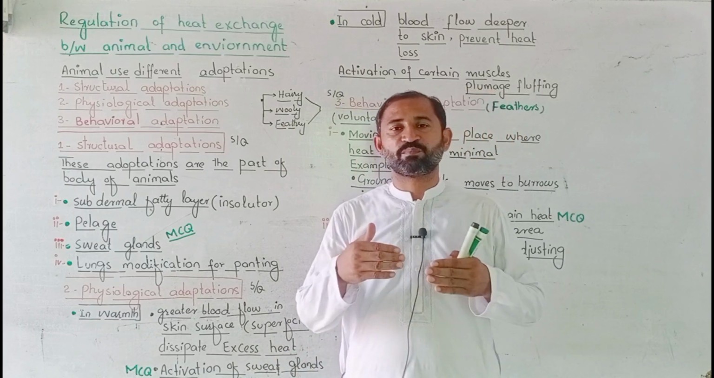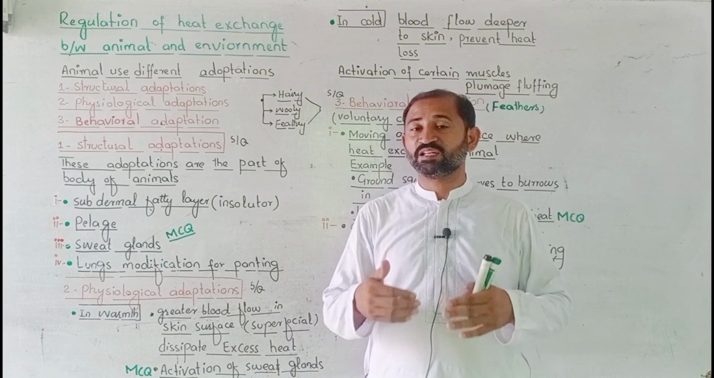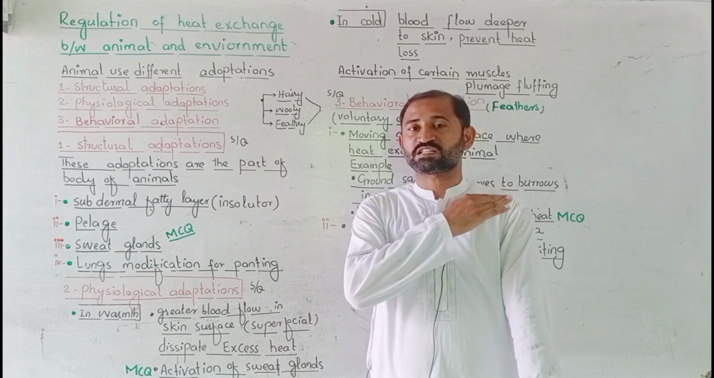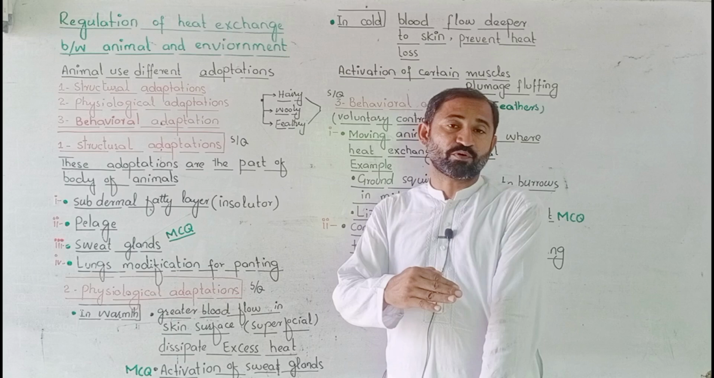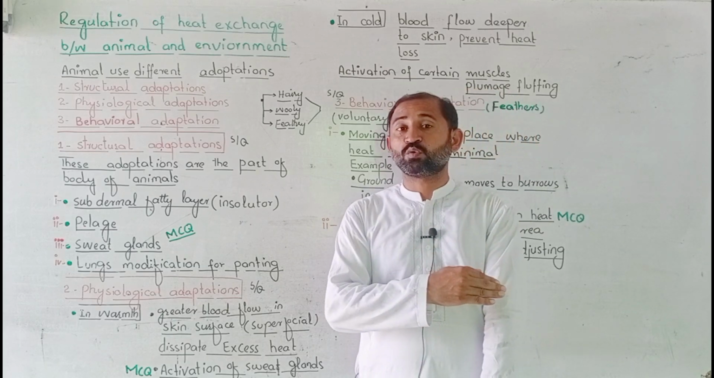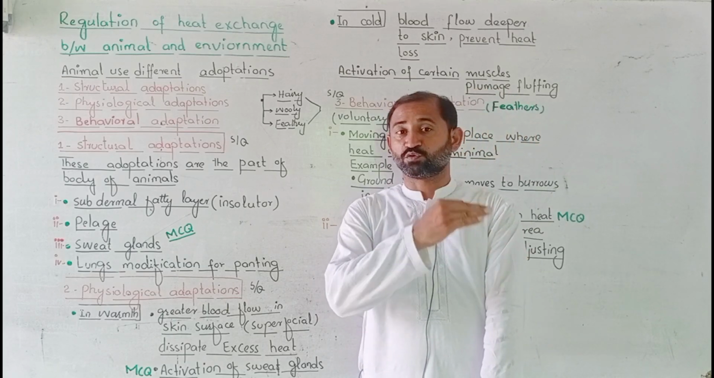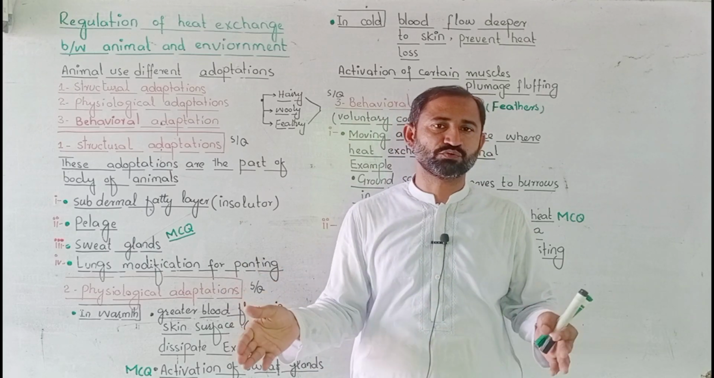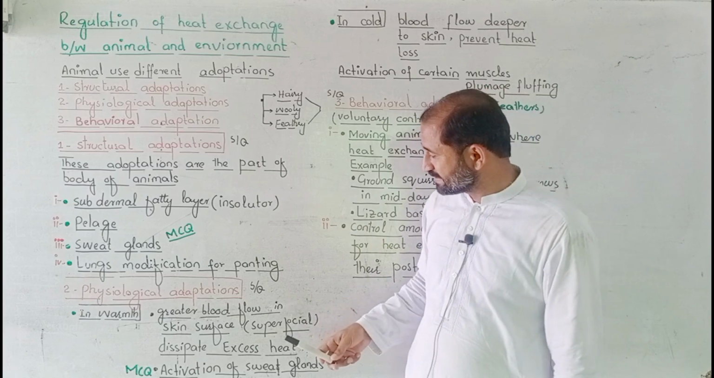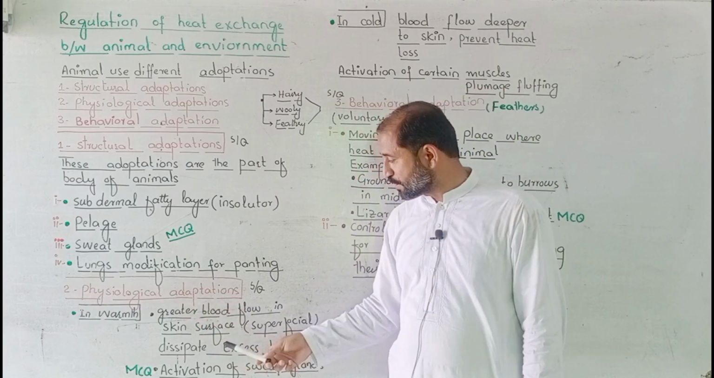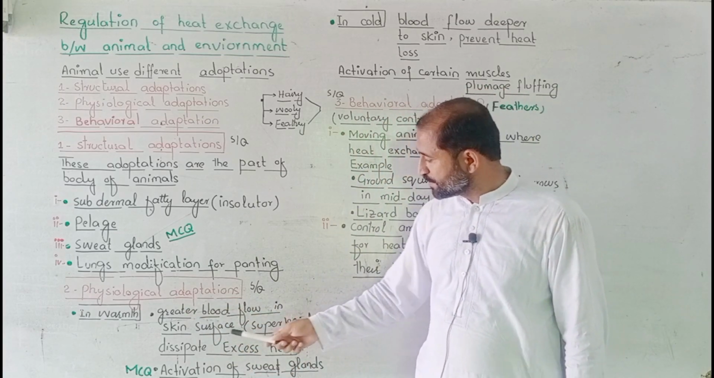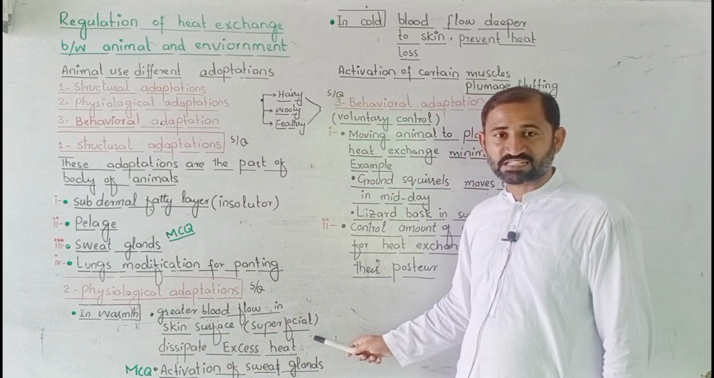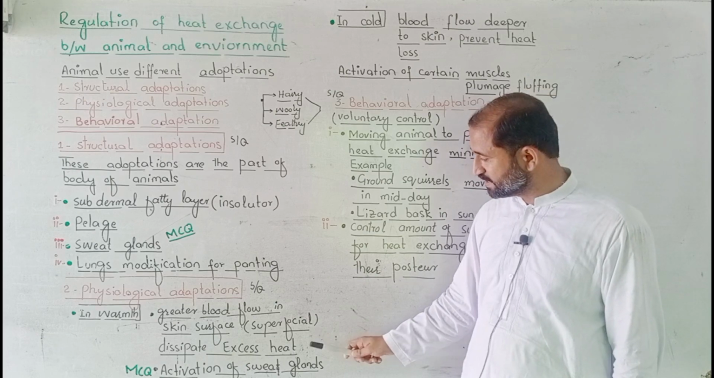In warm temperature, the blood supply is increased to the top of the skin. When hot blood moves to the upper part of the skin, it allows heat to escape from the blood through the skin to the outer environment. It also activates the sweat gland to release heat to the outer environment. So all this is physiological adaptation. Greater blood flow in the skin surface, superficially, dissipates excess heat.